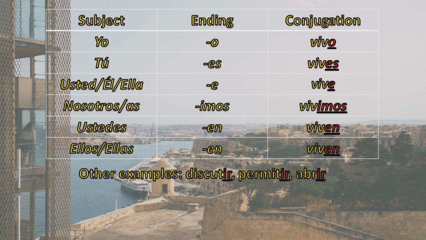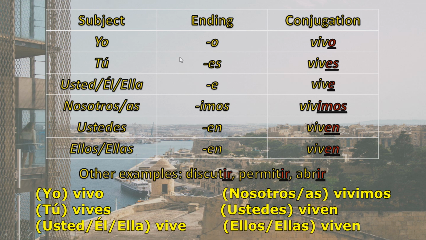We have the table, and the only thing we have to do is replace the ending IR at the end of the verb with a new ending, depending on the personal pronoun, the subject that I am talking about. So I say, for example, yo vivo, tú vives, usted vive, él vive, ella vive, nosotros vivimos o nosotras vivimos, ustedes viven, ellos viven, or ellas viven.